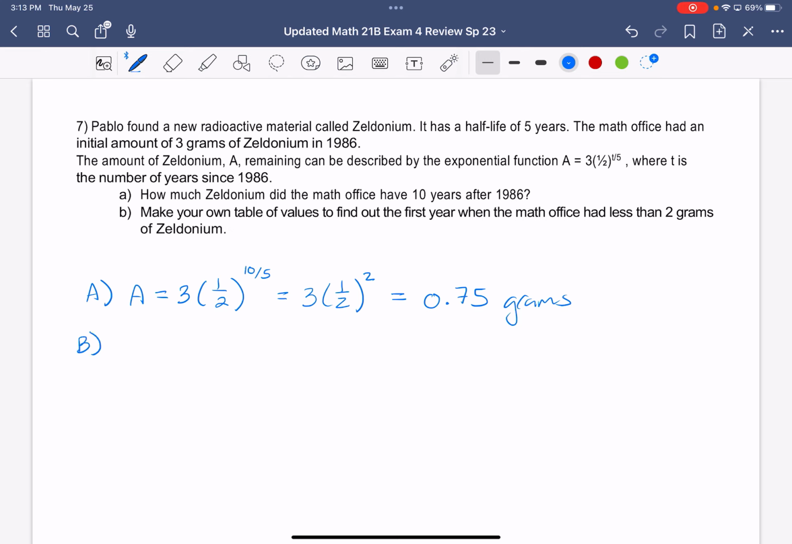Make your own table of values to find out the first year when the math office had less than 2 grams of zeldonium. So this is almost a little bit like a guess and check type of question because it says to make your own table to figure it out. So let's make a table. Years after 1986, and then the amount of zeldonium.